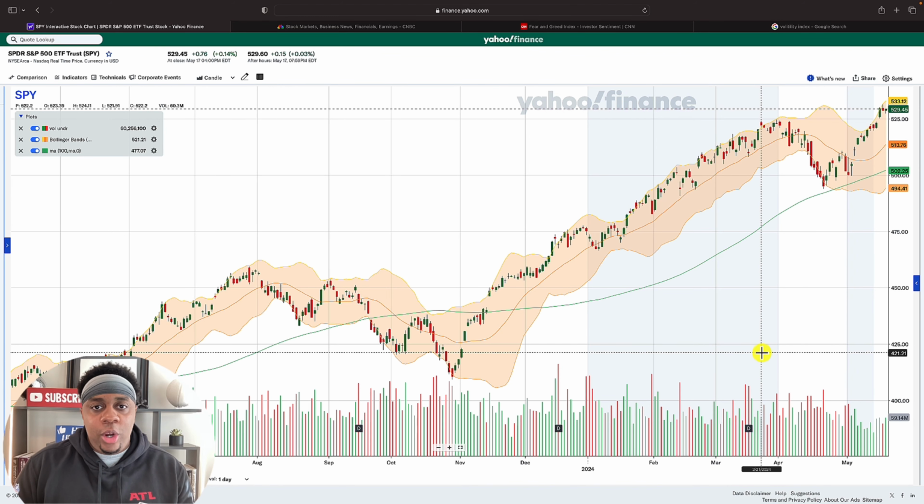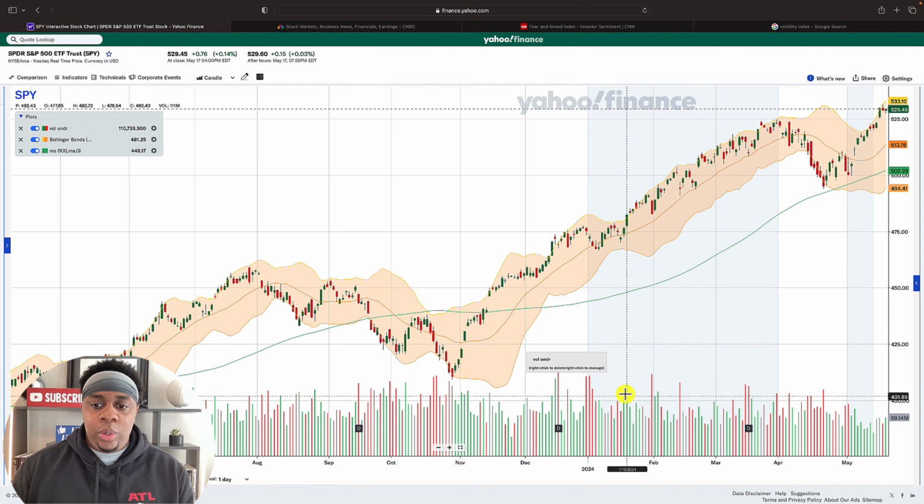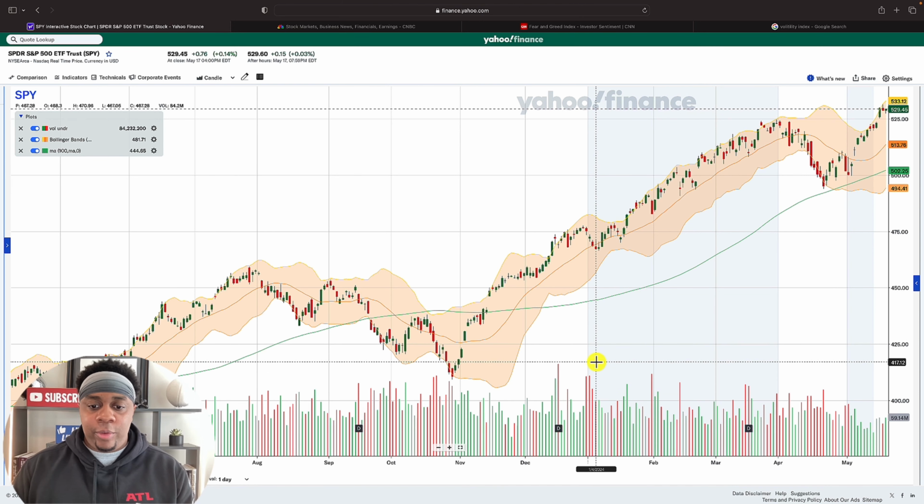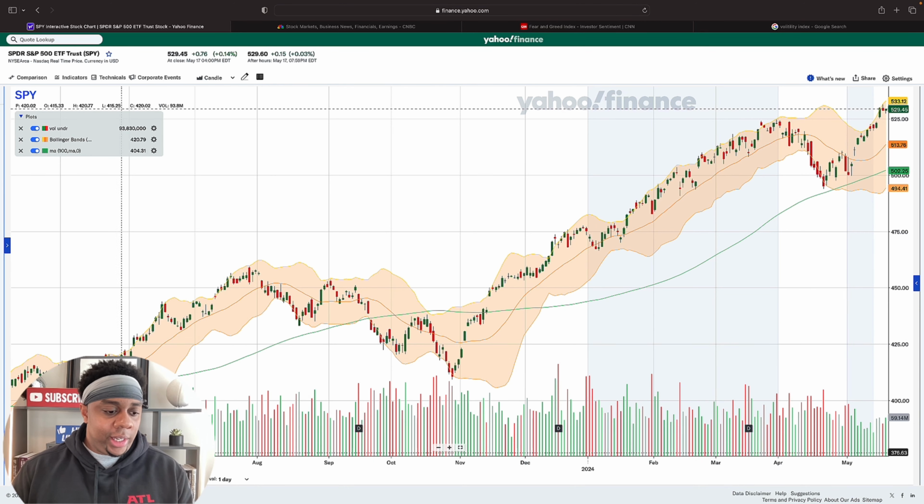Okay, so we're over here looking at Yahoo Finance. We have the SPY ETF pulled up, which tracks the S&P 500. Getting familiar with the chart, you want to get comfortable with different time frames. On Yahoo Finance, on the desktop version, the time frames are across the bottom. Right now we're looking at the 1 year chart.